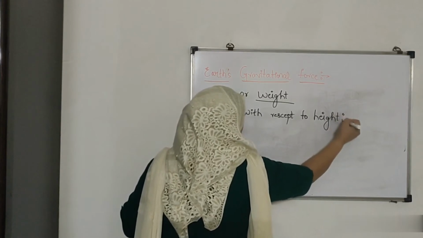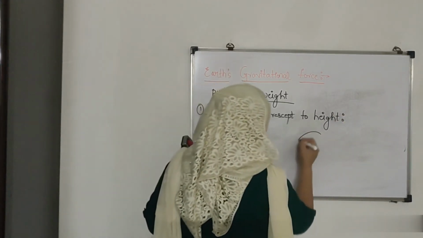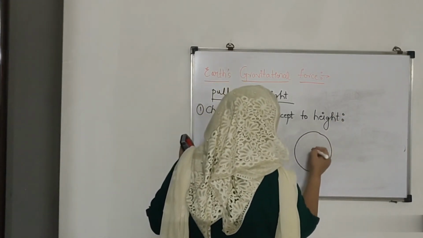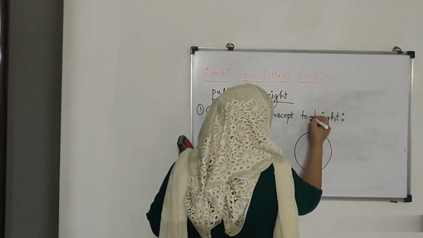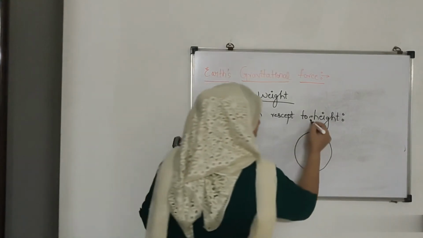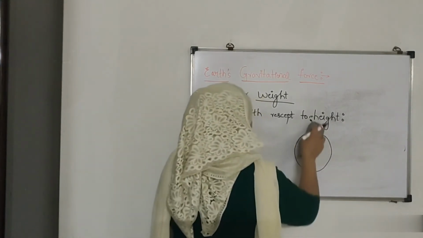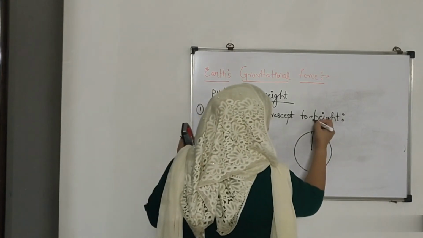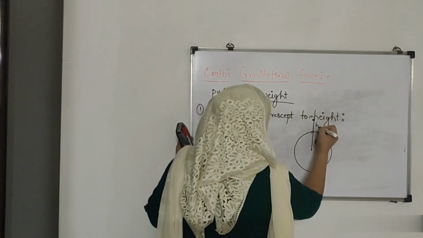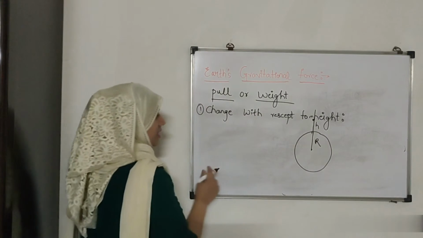Now I'm taking my body. See, this is my earth, with the radius r. So I'm taking my body of mass m to be here, and this height is h. Fine. So I'm considering that.